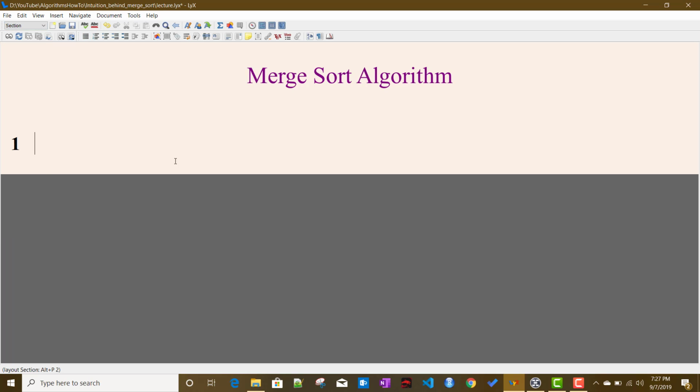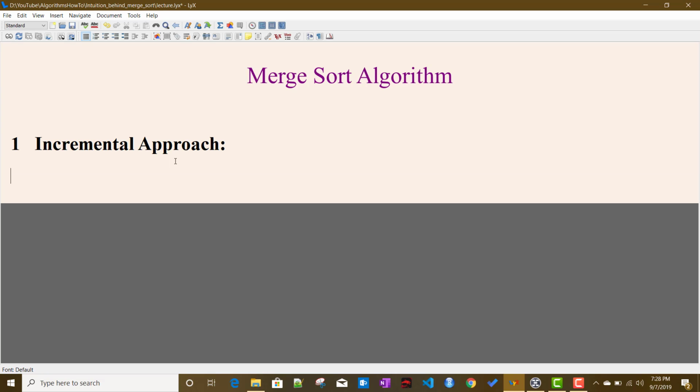For the insertion sort algorithm, we took an incremental approach, where from a given array we took a particular element and placed it in the right place, using our insertion sort technique.